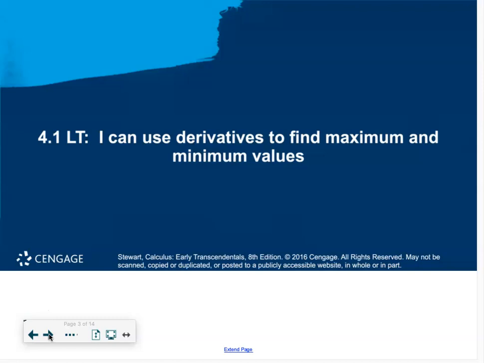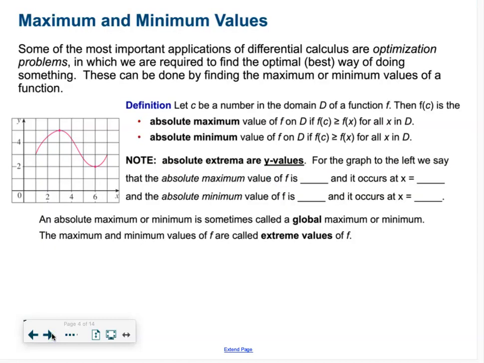All right, I can use derivatives to find max and min values. Today what we're doing is we're going to learn how to find absolute extrema on a closed interval. So we will later on learn how to find relative or local extrema, and then later on learn how to find absolute extrema on an open interval. But today we're just learning absolute maxes and mins on a closed interval.